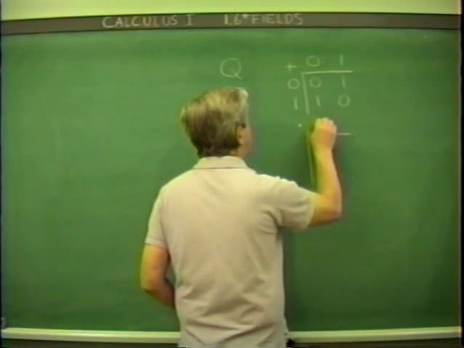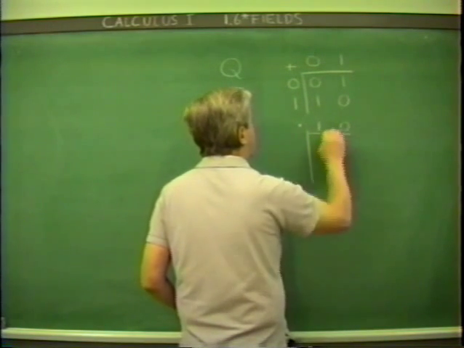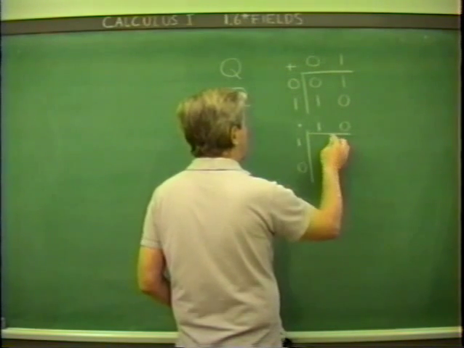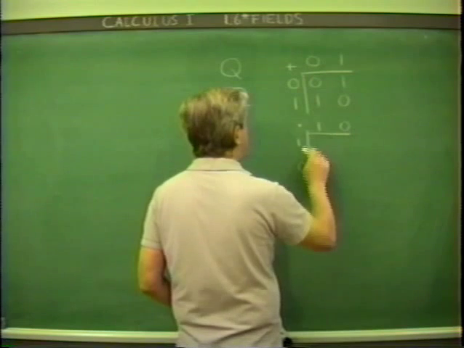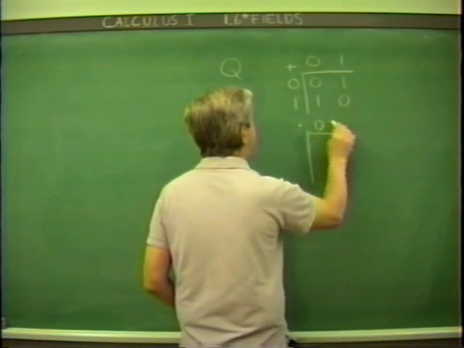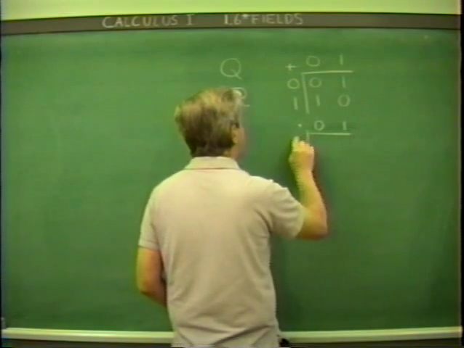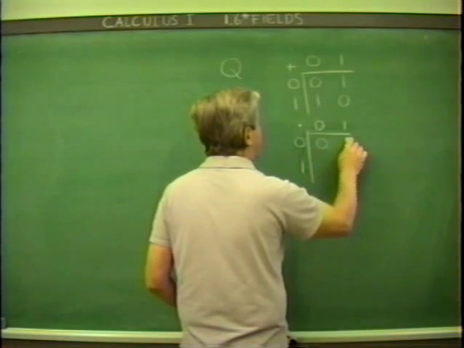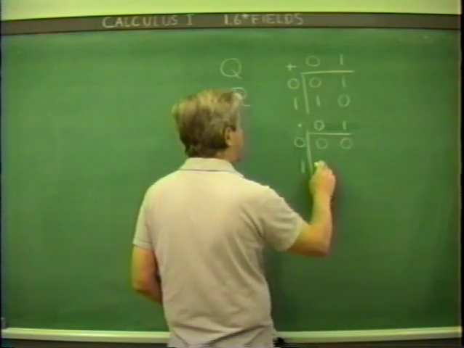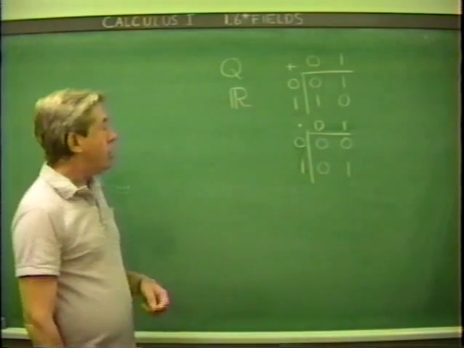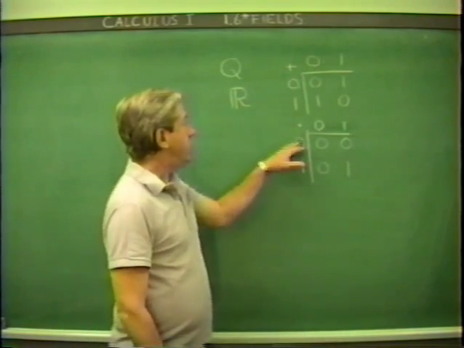The multiplication table looks like this. 0 times 0 is 0. 0 times 1 is 0. 1 times 0 is 0. And 1 times 1 is 1.